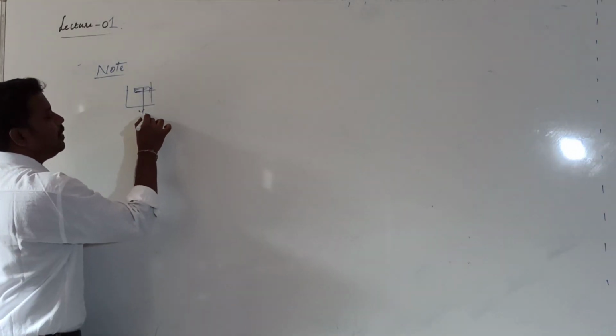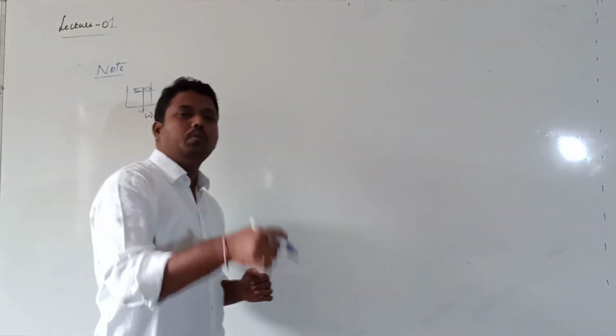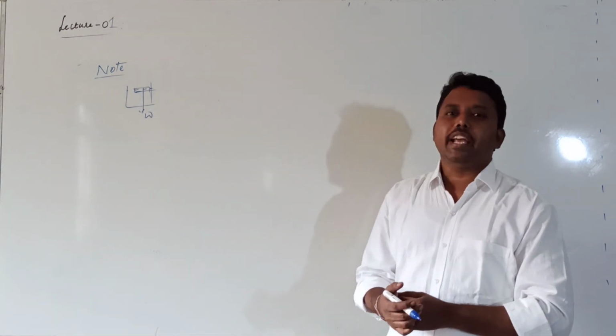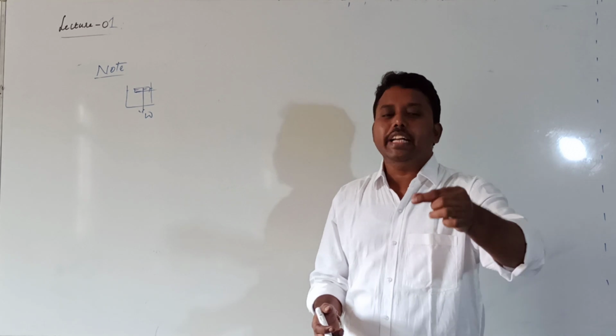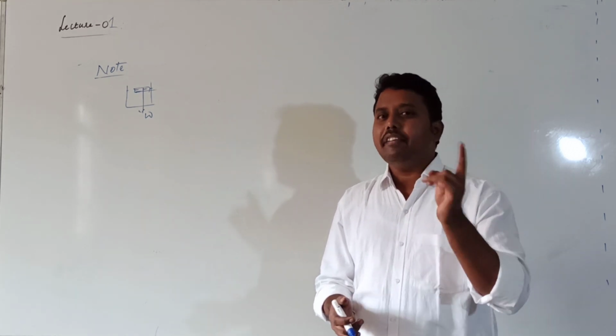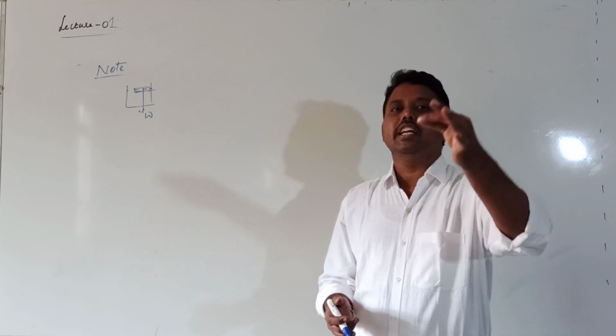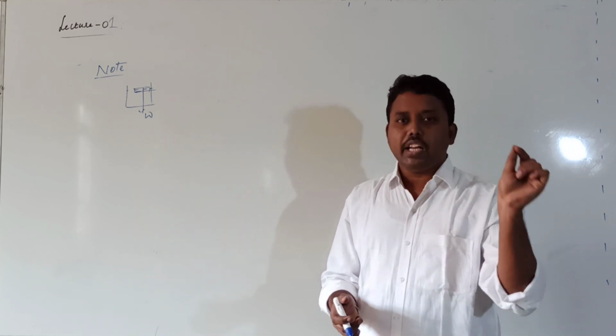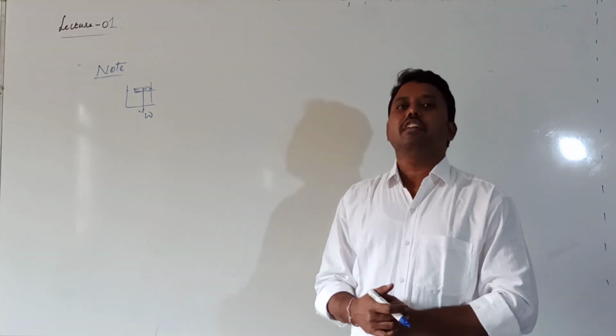Its weight is there. What is the direction of weight? Vertically downwards. But because of the surface tension property, in addition to weight, we need to apply some extra force. Besides the weight, some extra force is needed in order to lift the body from the free surface of the liquid due to the property of surface tension.